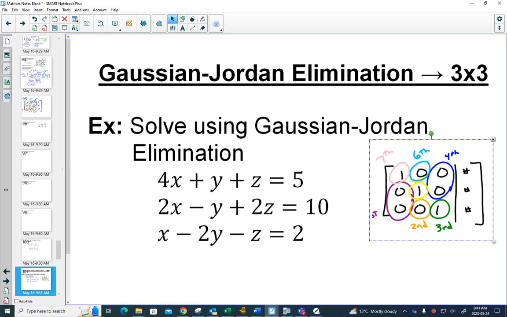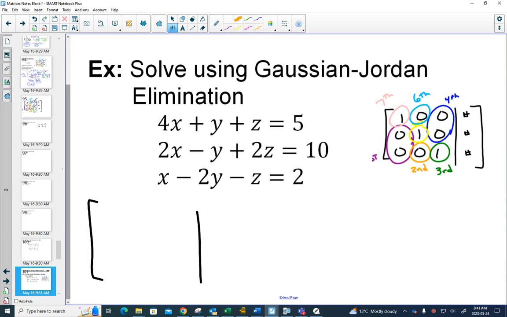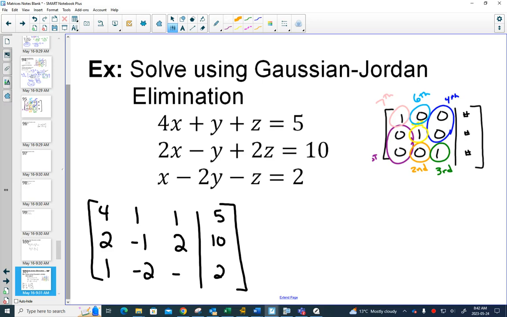Okay? First of all, what I'm going to do with this matrix, I'm going to write out the matrix. So we have 5, 10, and 2. We have 4, 1, 1, 2, negative 1, 2, 1, negative 2, negative 1. And I'm going to tell you, and this is going to be hard for me at times, be focused in the moment.